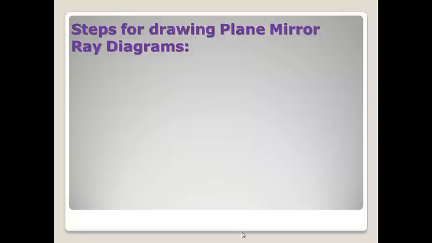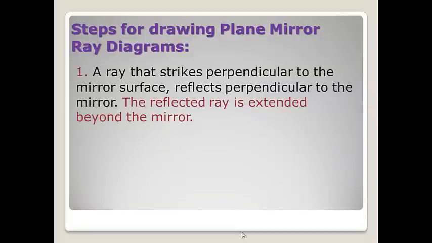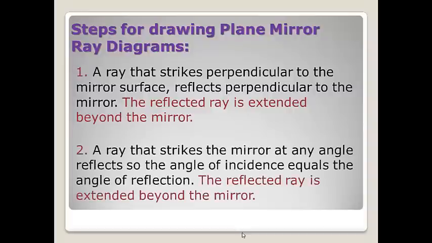To draw a ray diagram for a plane mirror, one ray that's useful to draw is a ray that strikes perpendicular to the mirror surface. It's always going to reflect perpendicular to the mirror, and then a reflected ray would extend back beyond the mirror to be able to find where that image is at. Another useful ray strikes a mirror at any angle, and the angle of incidence equals the angle of reflection. Again, the reflected ray is extended beyond the mirror to locate the image.